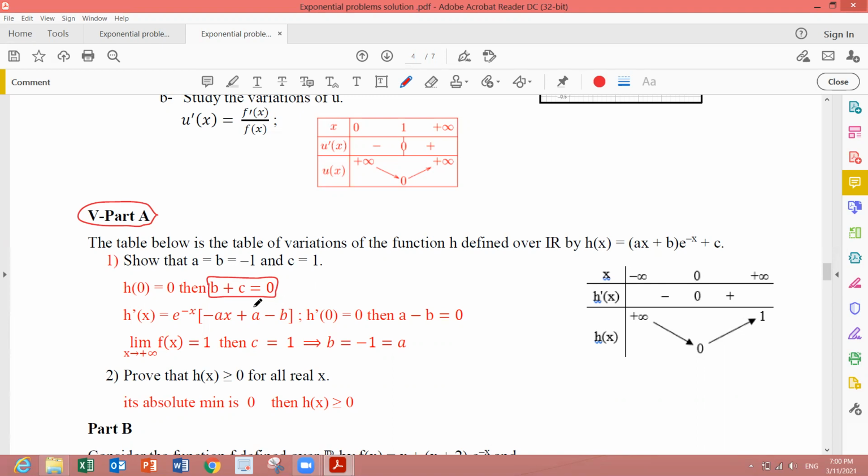So h prime of x, using u prime v: a times e to the minus x, minus e to the minus x into (ax plus b). We take e to the minus x common, it becomes (minus ax plus a minus b). H prime of 0 equal to 0, so a minus b equals 0.